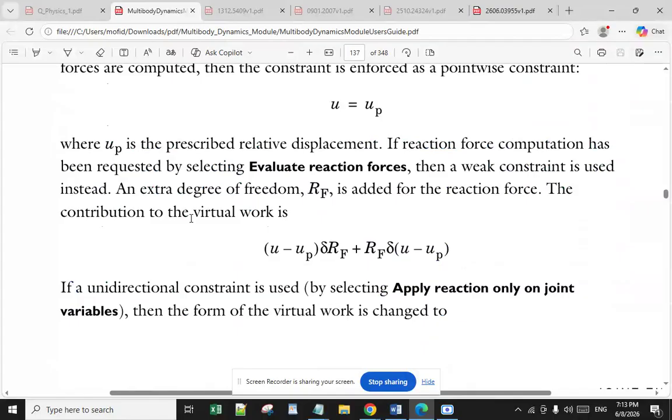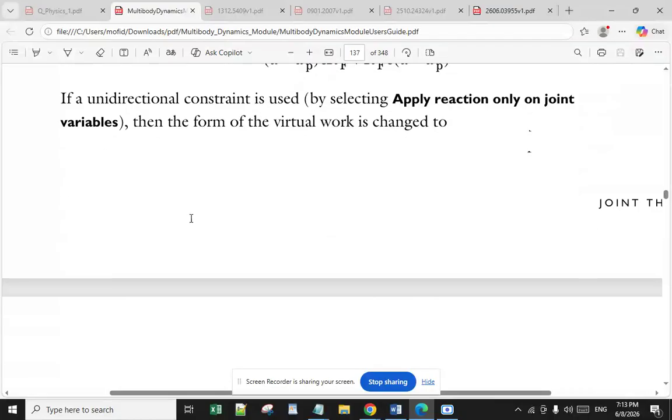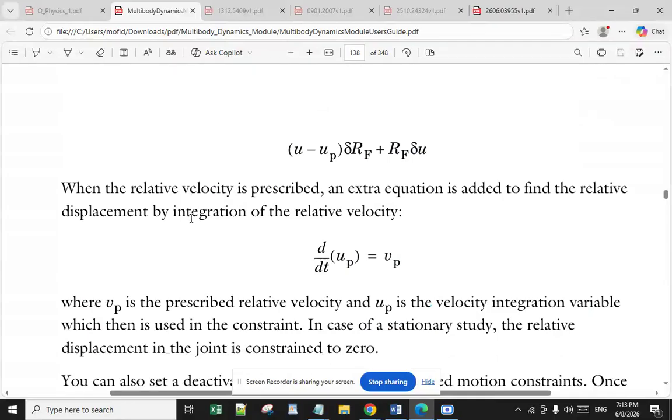If reaction force computation has been requested by selecting a valid reaction forces option, then a weak constraint is used. An extra degree of freedom, RF, is added for the reaction force. The contribution to the virtual work is U minus UAP multiplied by delta RF plus RF multiplied by delta U minus UAP. If a unidirectional constraint is used by selecting apply reaction only on joint variables, then the form of the virtual work is changed to U minus UAP multiplied by delta RF plus RF multiplied by delta U.